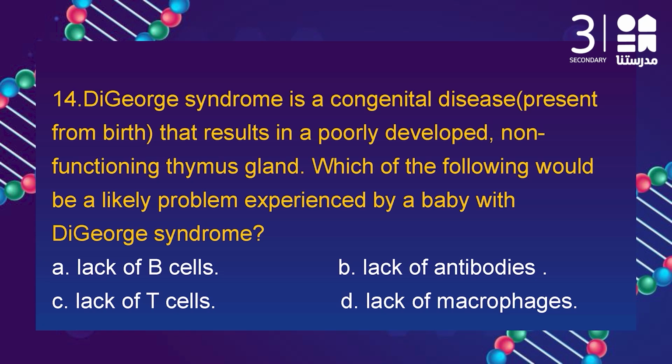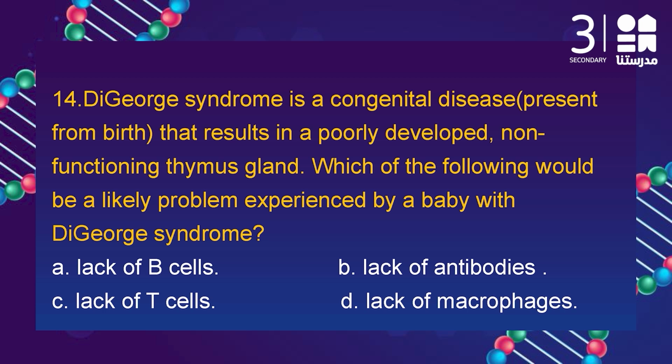Question number 14. What syndrome is a disease? Disease has symptoms. Let's see. DiGeorge syndrome is a congenital disease. Congenital disease means the disease before birth that results in a poorly developed, non-functioning thymus gland. Thymus gland, immunity. Yes, it's immunity.